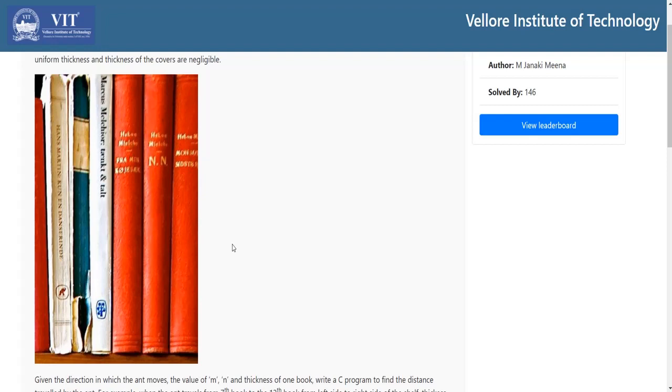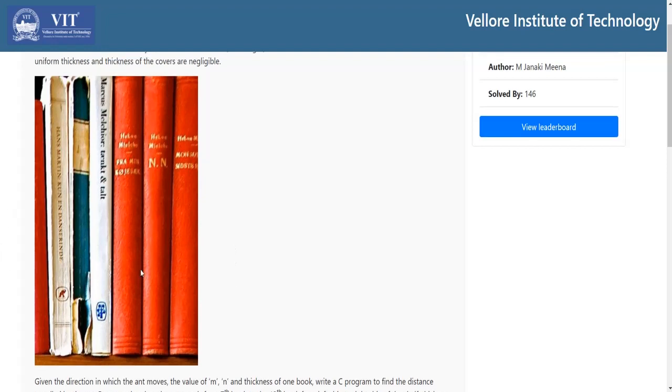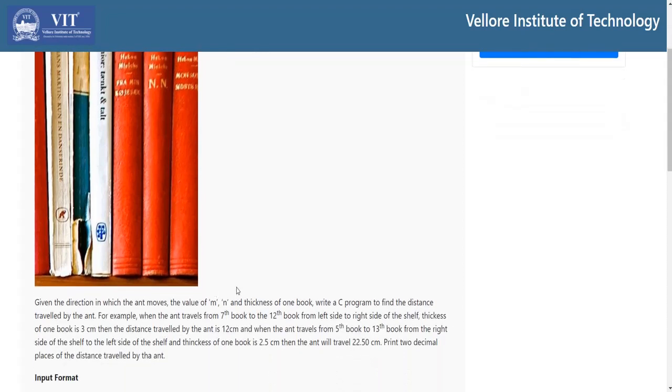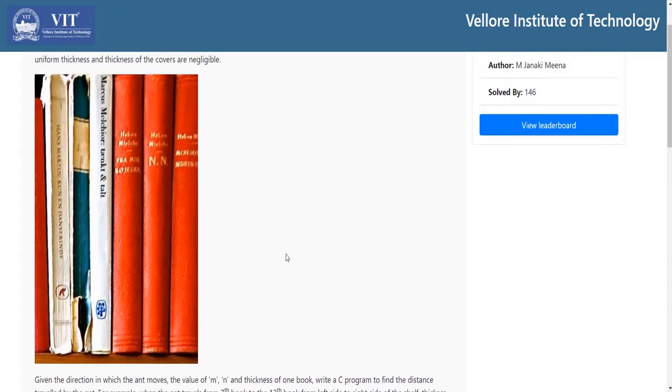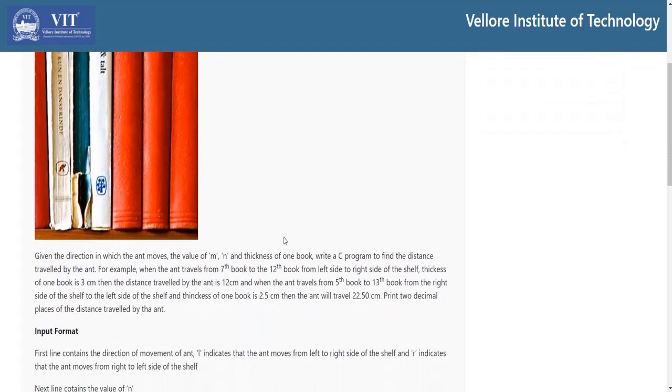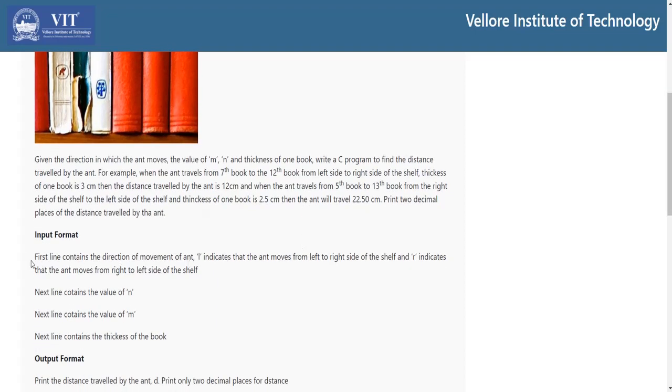So the first parameter is the starting point, the nth book, the second parameter is the mth book, the end point of the ant, and the third parameter is the thickness of each book. The thickness of each book is the same here, so we are given a direct thickness, d centimeters for each book. Using these three parameters, we need to find the total distance covered by the ant. But the one checkpoint in this question is that the first input we will be given is the direction in which the ant travels.